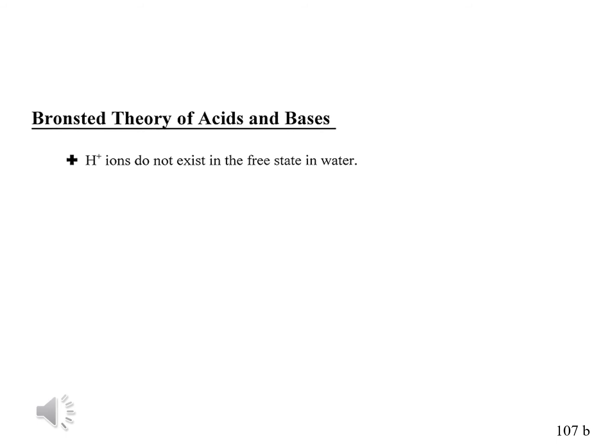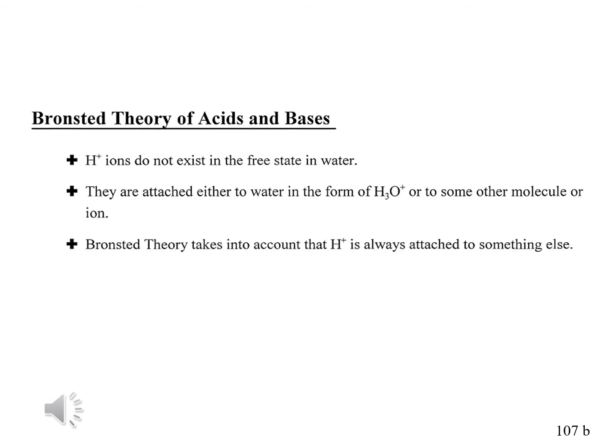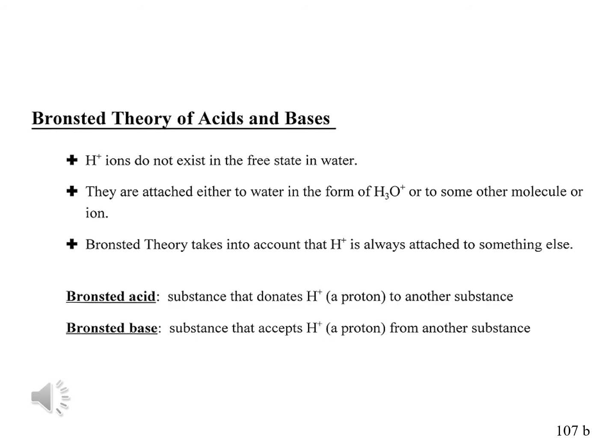It takes advantage of the fact that we know that hydrogen ions never exist free in water. They always have to be attached to something. In pure water, if you put H+ in, it's going to attach to water molecules, and this is what we call hydronium ion, or H3O+. But even if it's not bonded to water, it can't be free. It still has to be attached to something else. So Bronsted theory looks at the H+ as not being released. It looks at it as being donated to another substance.